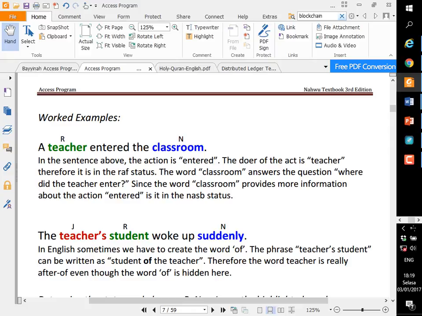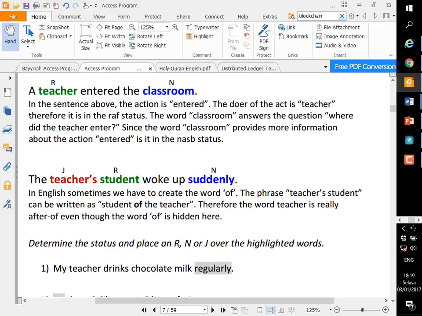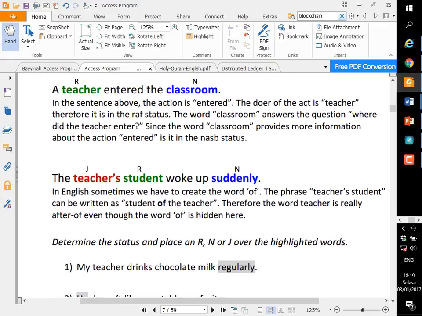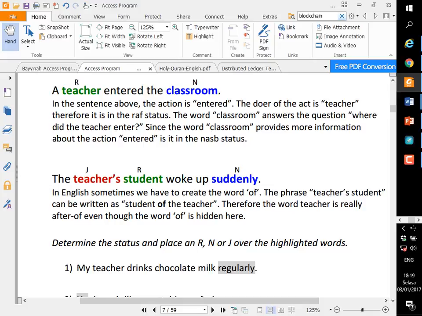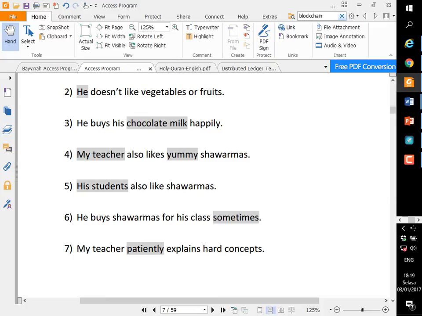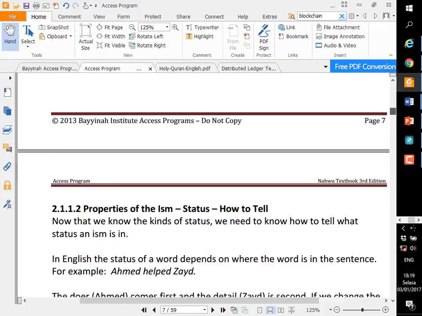Like this example. A teacher is rafa, classroom is nasab. We skip the middle words because it is a fi'l, because we focus on the ism in this session. And look at this word, teacher's student. So this is the jar. You can change it, for example, to student of teacher. Right? So teacher is the jar. I think this example is not too difficult.